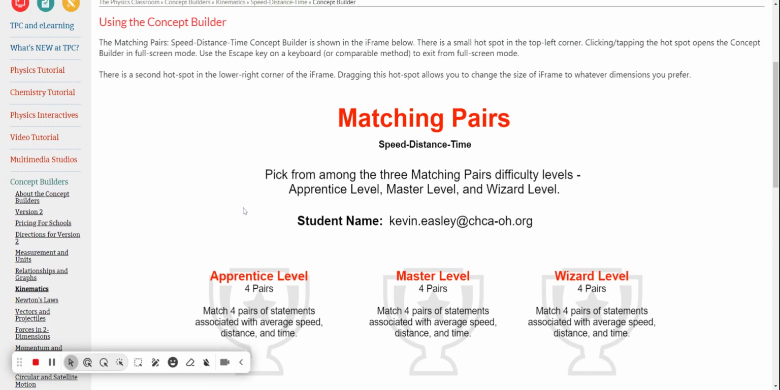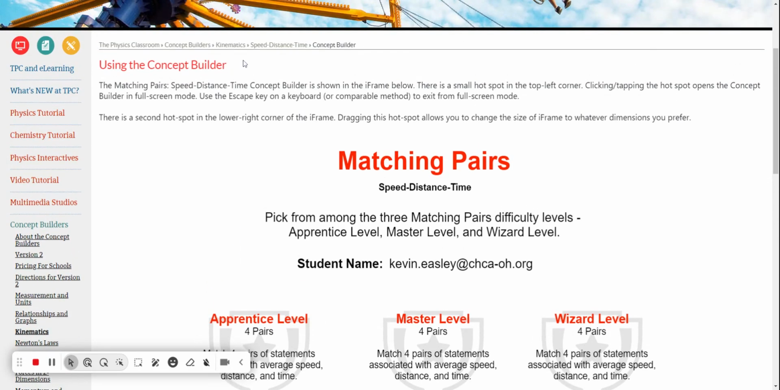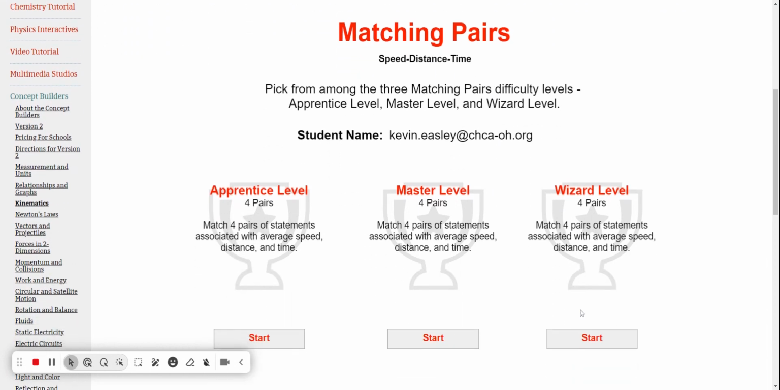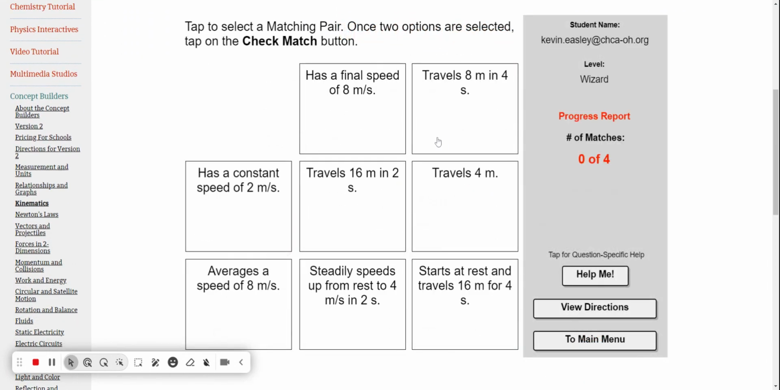So here we are today. We're looking at the concept builder found under kinematics called matching pairs, speed, distance, and time. And I'm going to walk you through the wizard level, at least one of these questions in the wizard level, at least to give you an idea of how to think through some of this.